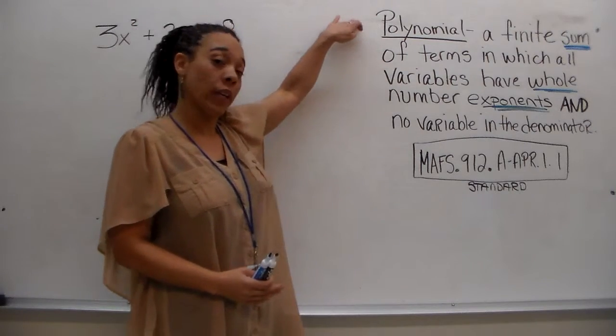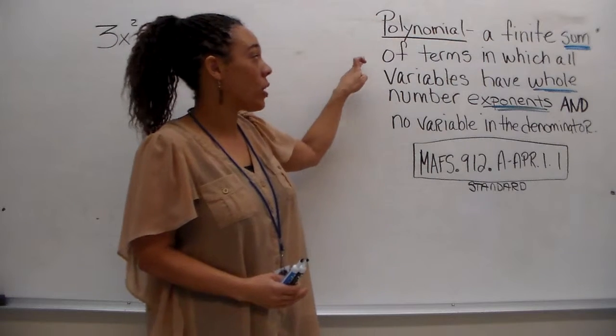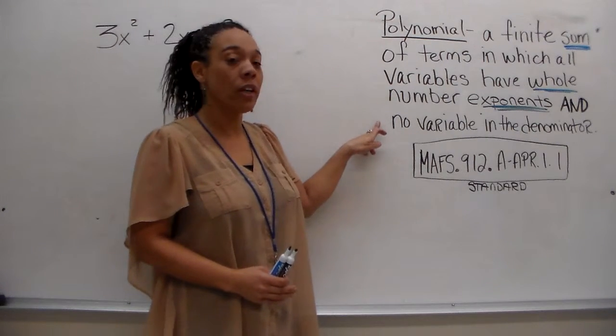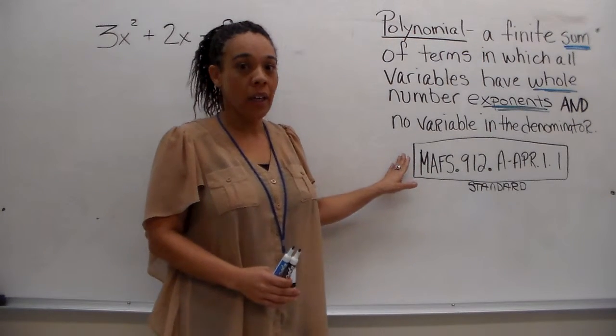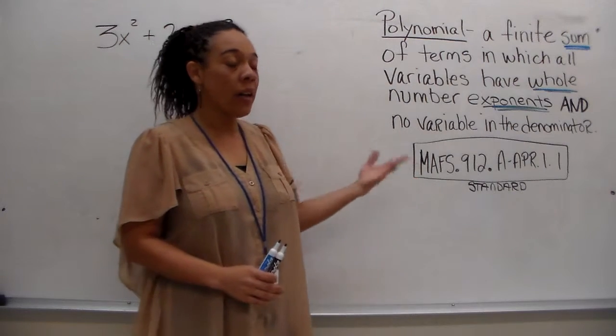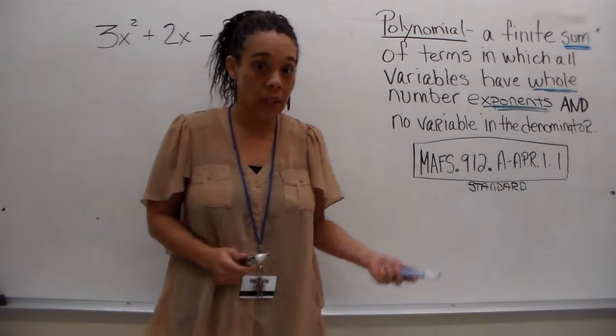A polynomial, and here's the book definition, is a finite sum of terms in which all variables have whole number exponents and no variable in the denominator. This meets a very specific standard here in the Florida Common Core Algebra 1. I underlined a few of the terms here because I want to explain a little bit further what this means.